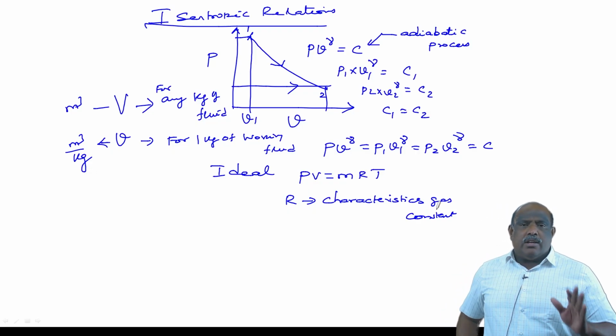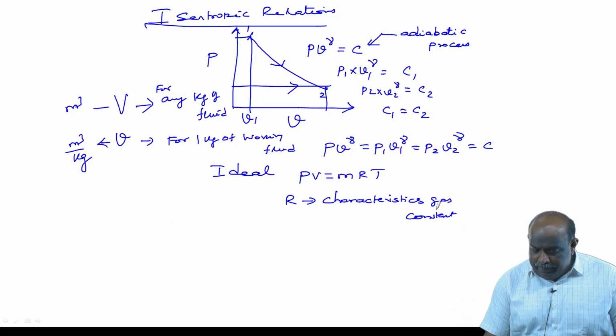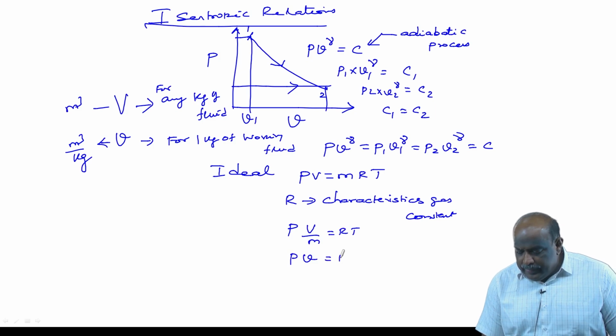But now let us restrict ourselves to the ideal gas equation in terms of mass basis. PV equal to what? mRT. So, P into V by m equal to RT. What is V by m? P into small v equal to RT.